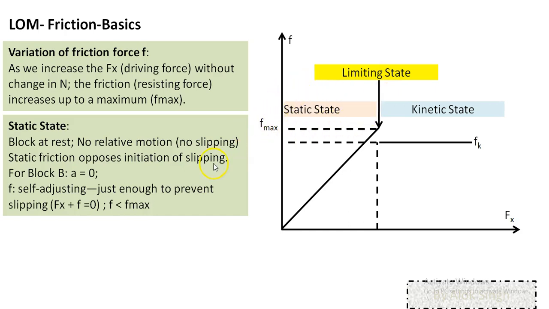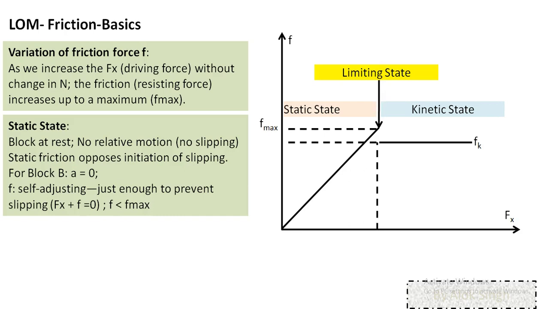Let's see how we define a static state. Block is at rest. That's a static state. There's no relative motion or no slipping. The friction acting in this state is called static friction, and it opposes initiation of slipping. Is there any slipping? No, but it opposes the initiation or beginning of slipping. In this case, the acceleration of block B is equal to 0, if the surface on which block B is resting is at rest. And friction force is self-adjusting. As Fx keeps changing, the friction force also keeps adjusting itself such that it is just enough to prevent slipping.